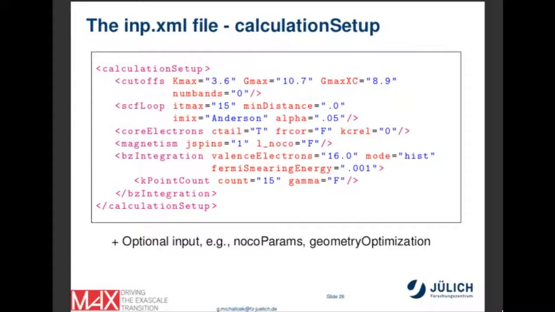You can specify how the integration over the Brillouin zone is done, like how many K points there are, or how large the smearing is for deciding what states are occupied to what extent, how many valence electrons there are, and so on. There are also more inputs there that you will see.